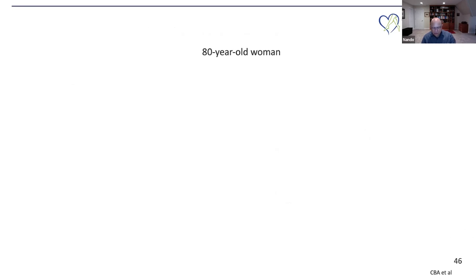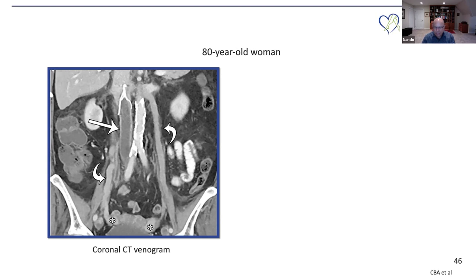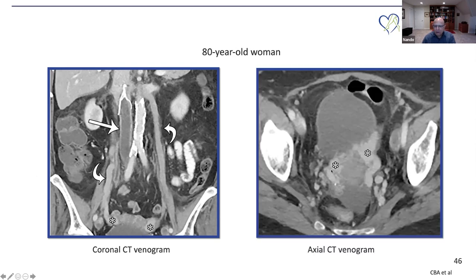An 80-year-old woman presented with similar symptoms of bilateral lower extremity edema and pain. She gave a history of having a DVT and the placement of an IVC filter. The coronal CT venogram demonstrates the filter, but also the thrombosed IVC and reflux via the gonadal veins with pelvic varices, demonstrated by the asterisk. This represents chronic occlusion of the IVC.